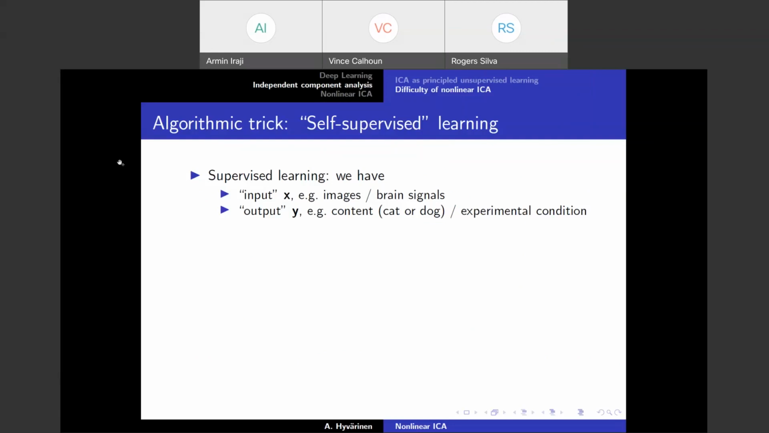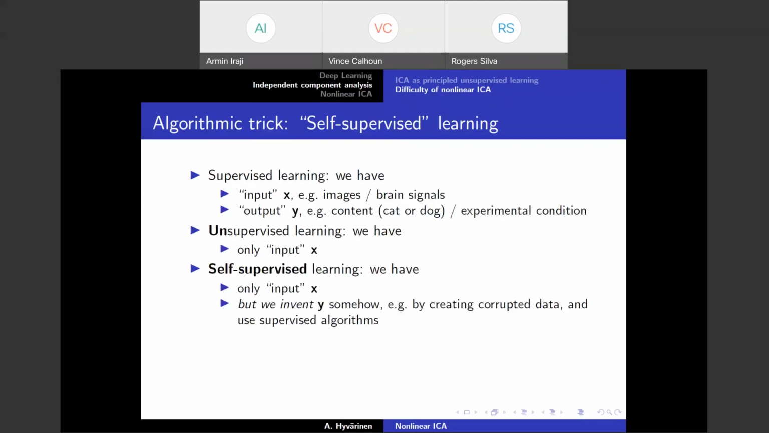In supervised learning, what we have is input and output, for example, photographs or images and a label for the content, or in our case, perhaps brain signals and experimental condition, or maybe some diagnostic category. But then, as I explained, in unsupervised learning, we have only the X and not the Y.